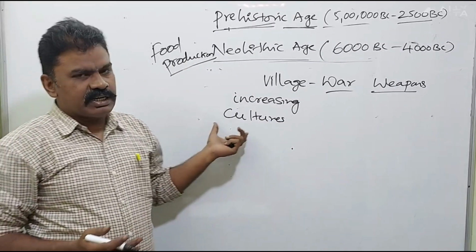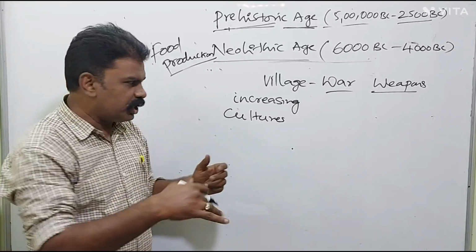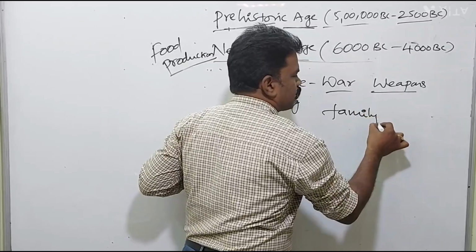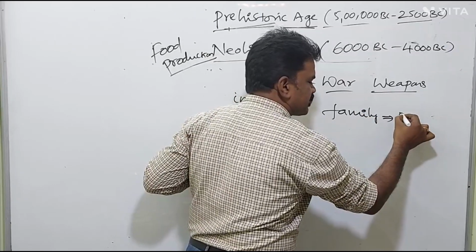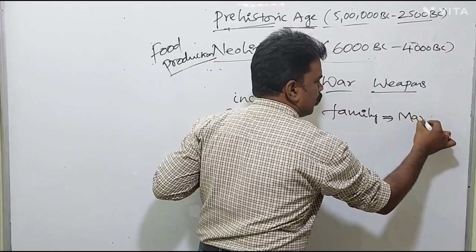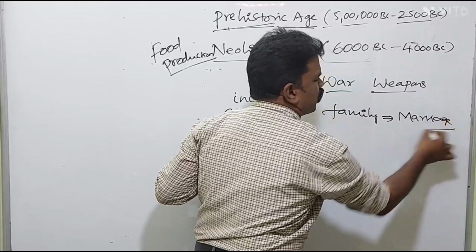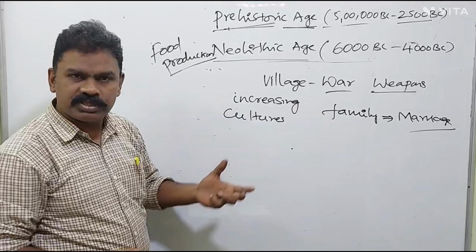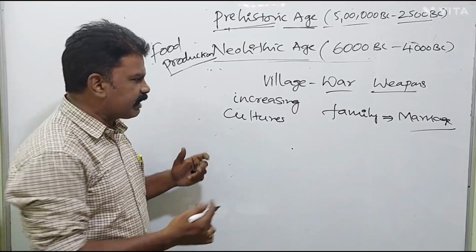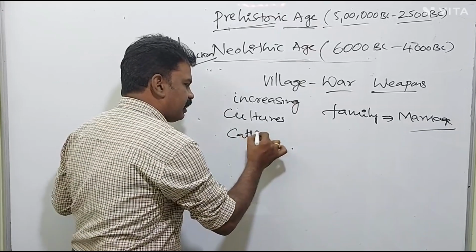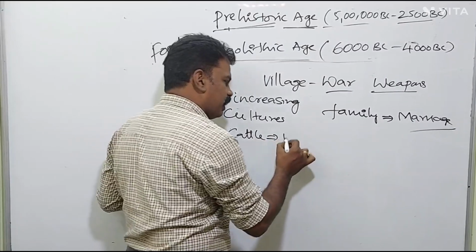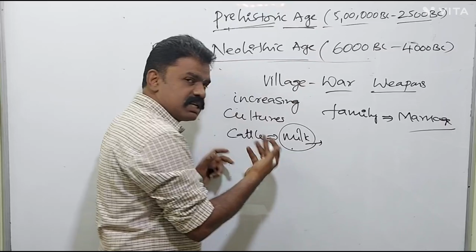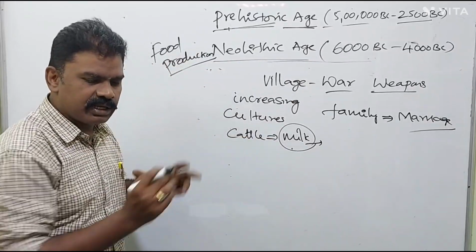That settled life led to the establishment of the family, which led to the practice of marriage. Marriage practice started here, and they also cared about the children, because cattle were used for both milk and milk products. Milk started to be given to the children, so the caring of children began.